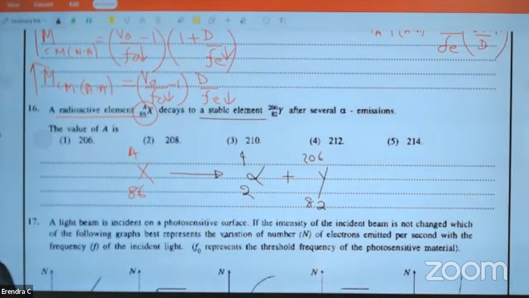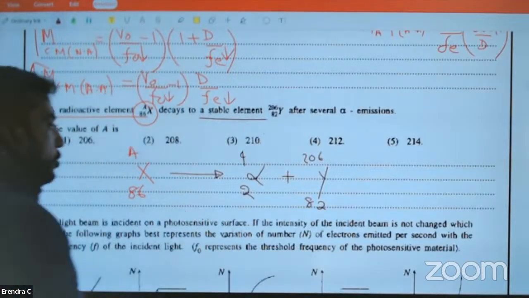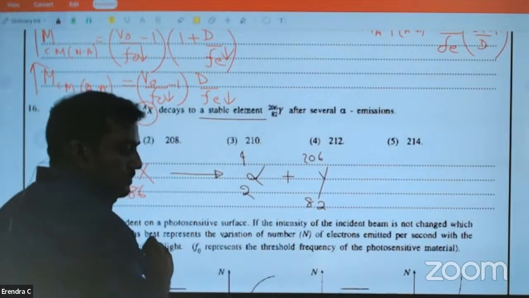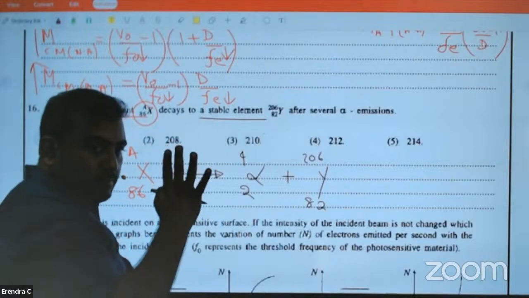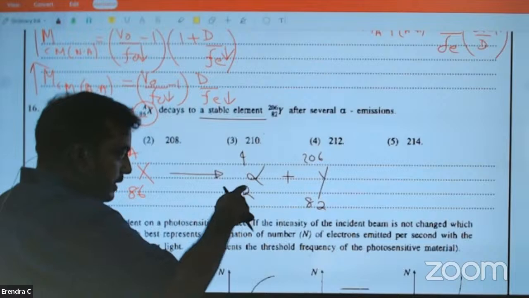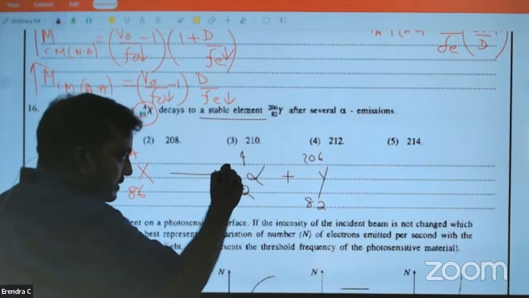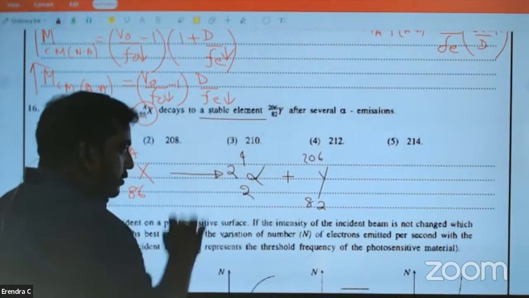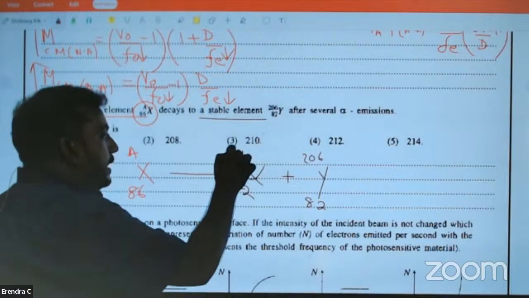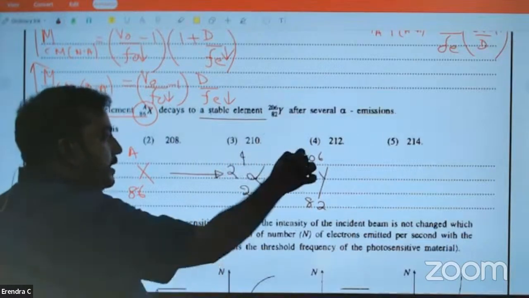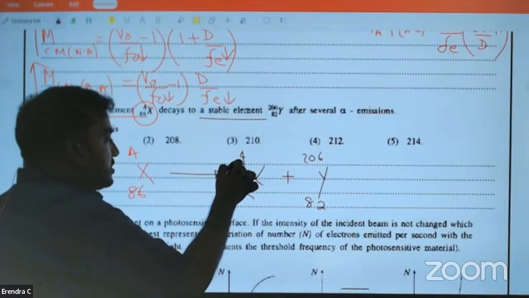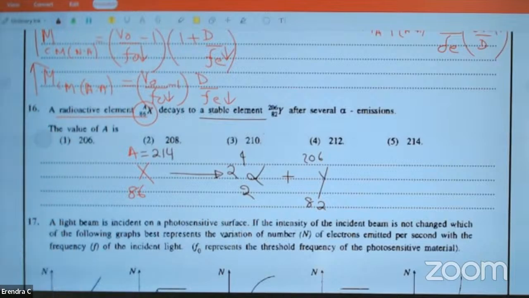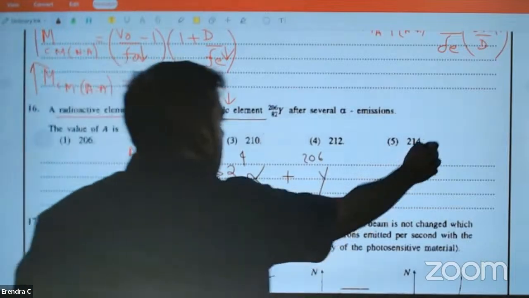206, 82. Now, 86 has become 82. 4 has reduced, that means two alpha emissions. Two alpha means here the bottom will be 4. 86, 4 goes, 82 is there, right? Then here it's 8, 4 times 2 is 8. 206 plus 8 is going to be how much? 214. Answer number 5.